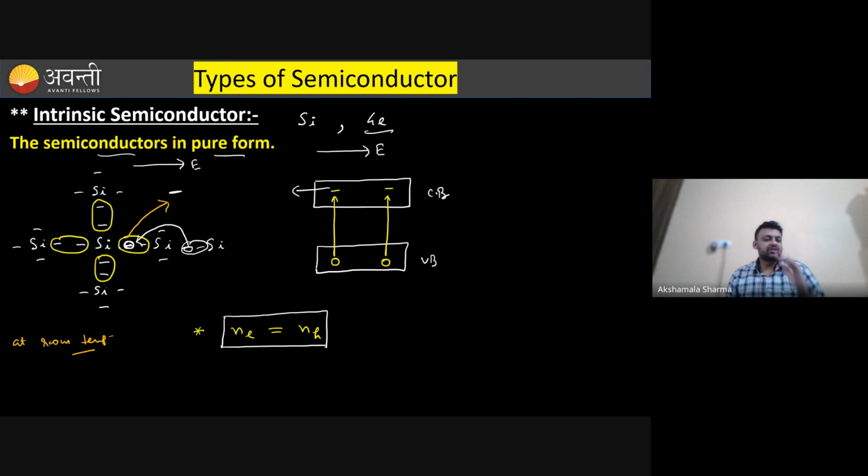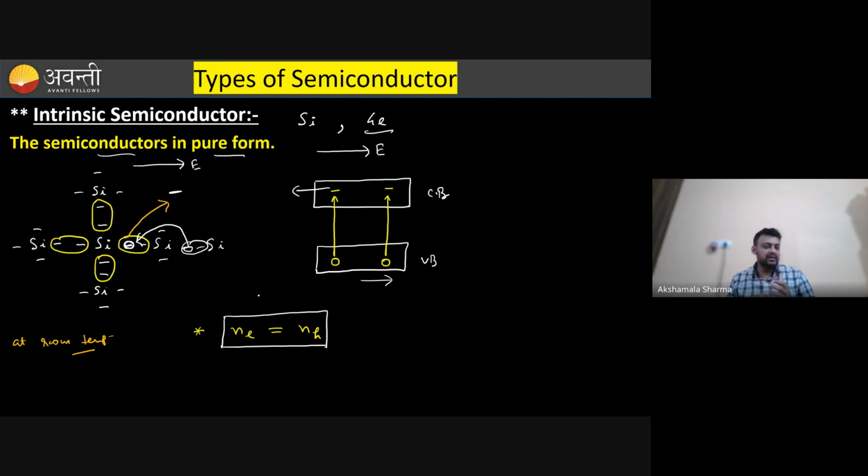I have applied some external field. This external field will apply some force. Due to this force, this weak bond may get broken. And if this bond is broken, then the electron which is ejected may jump to this vacancy. The vacancy is filled and a hole is created this way. So you can see that the hole is moving in the direction of the electric field.